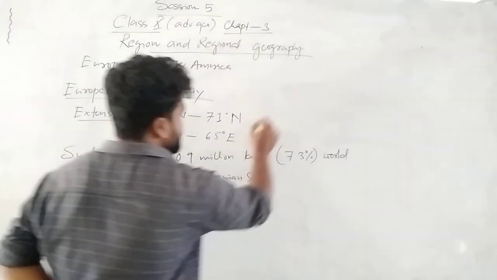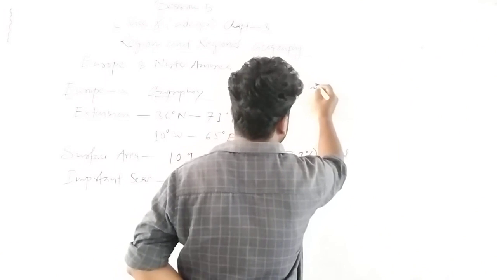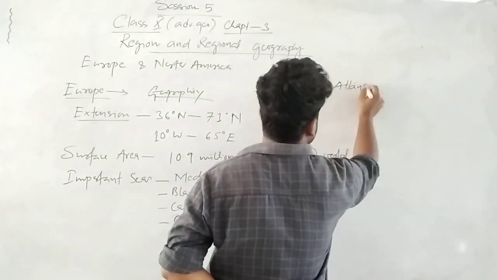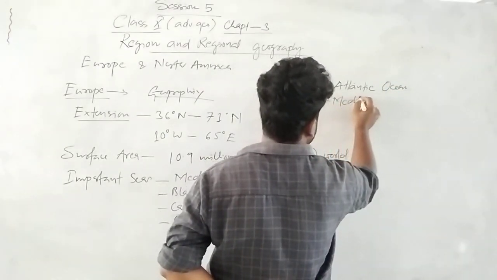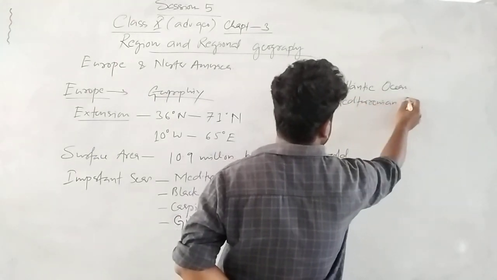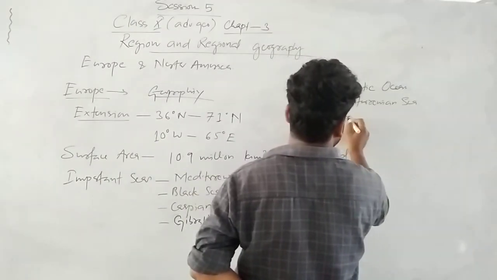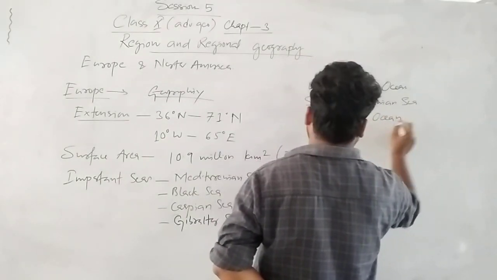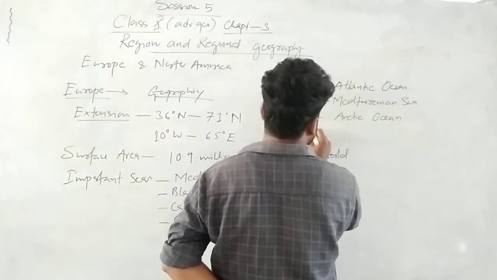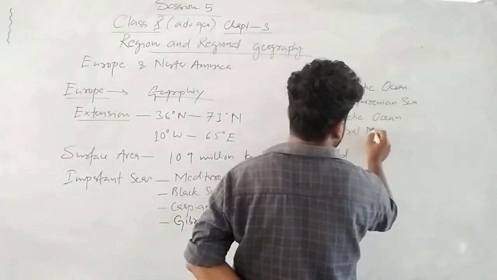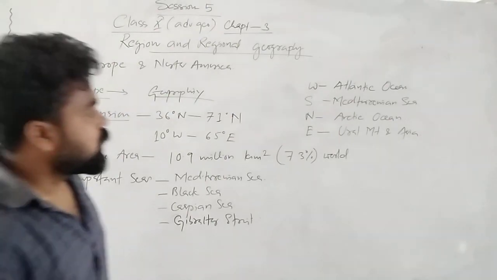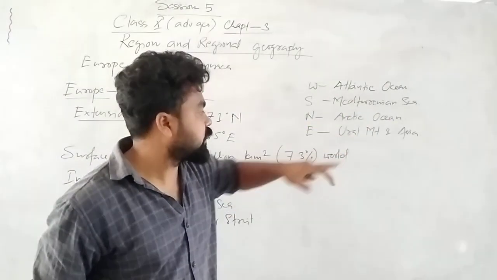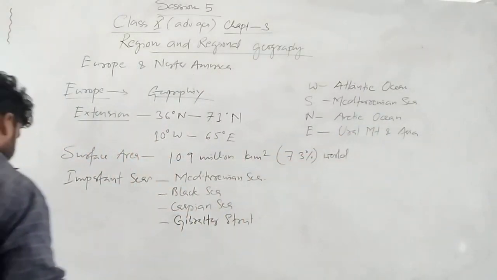Europe is surrounded by the West Atlantic Ocean in the west, the South Mediterranean Sea, in the north the Arctic Ocean, and in the east we can tell the Ural Mountain and Asia.